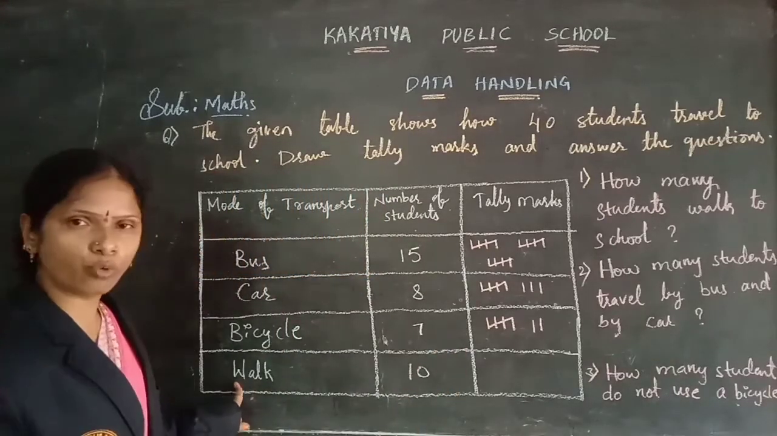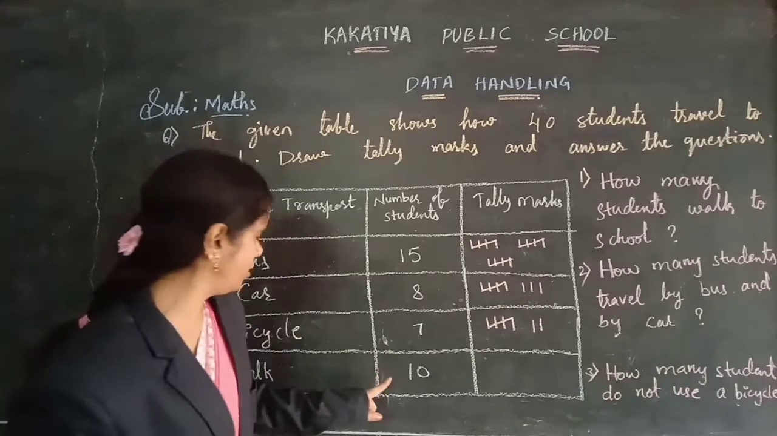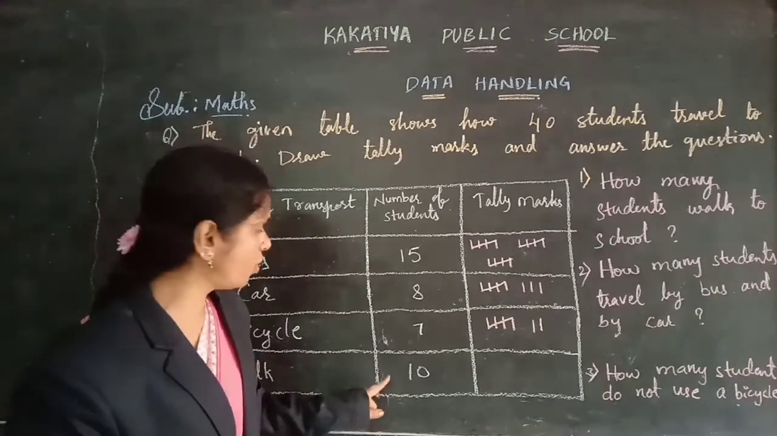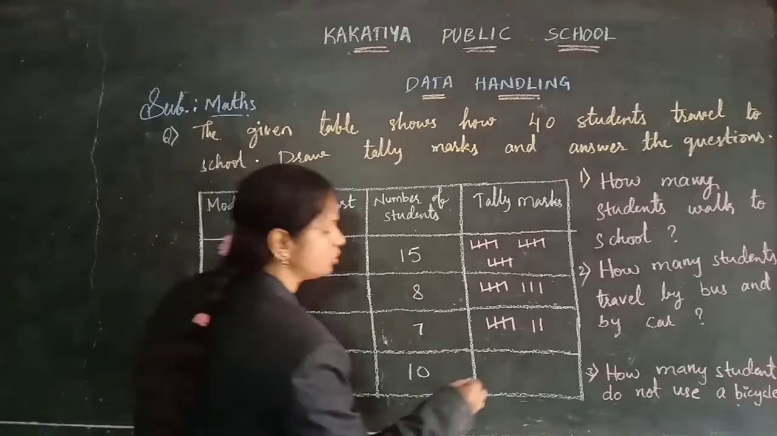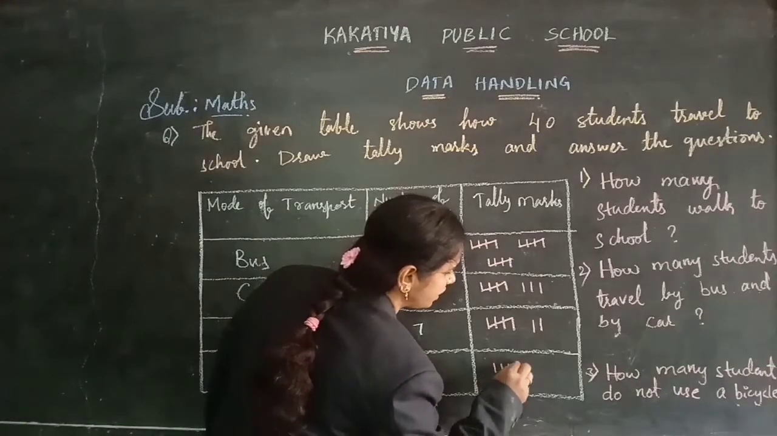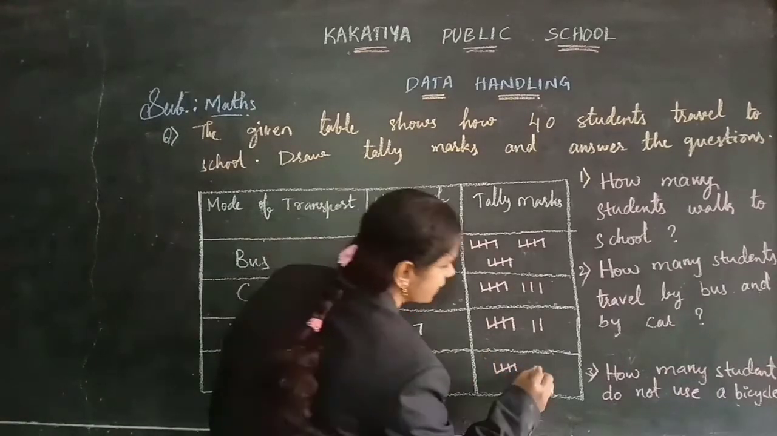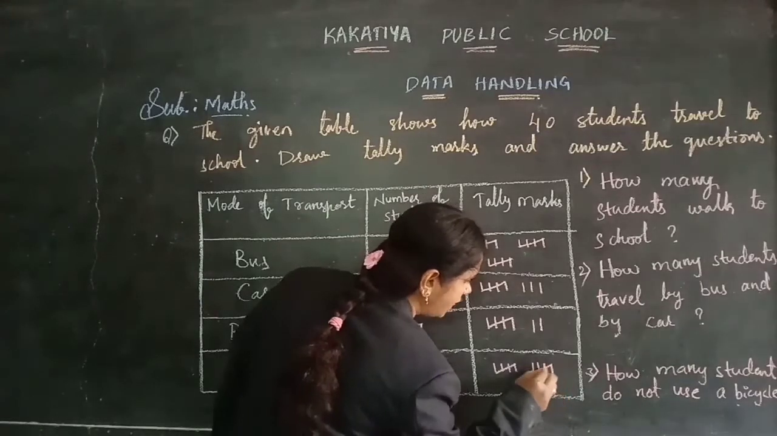And the last one, by walk. How many students are traveling by walk here? 10 students. Come on, let's show this 10 here. 1, 2, 3, 4 and 5, 6, 7, 8, 9 and 10.